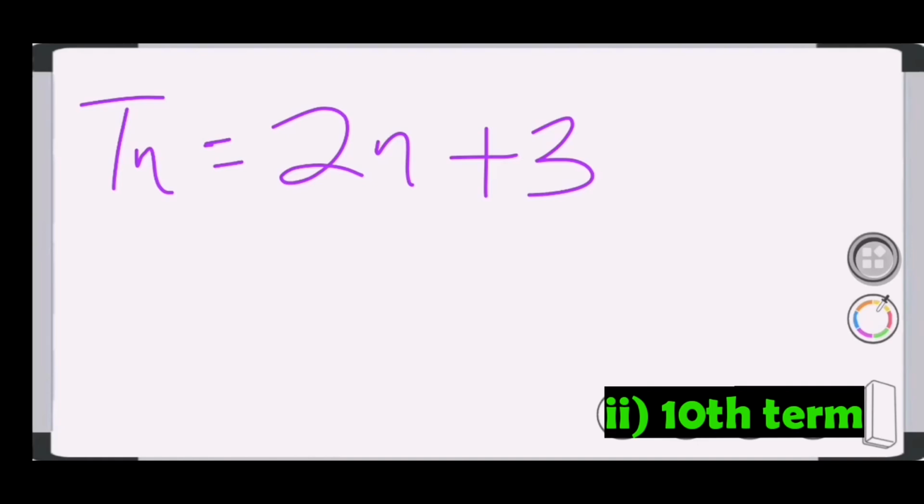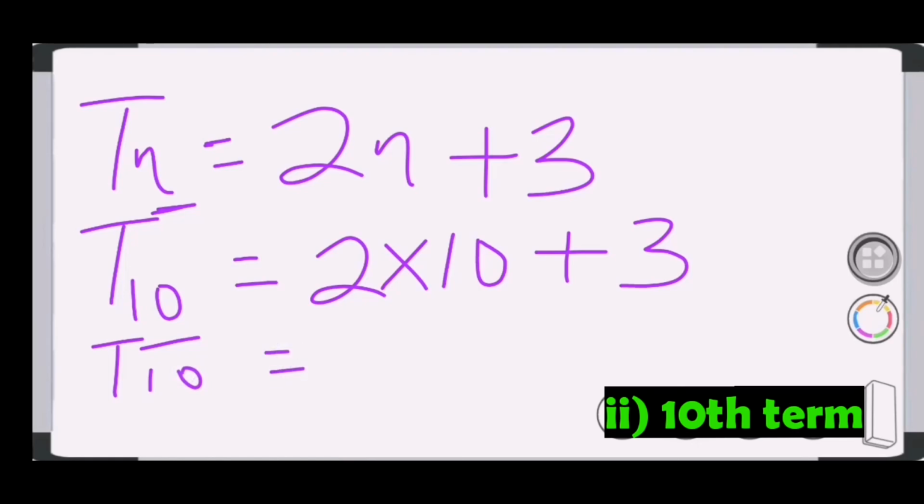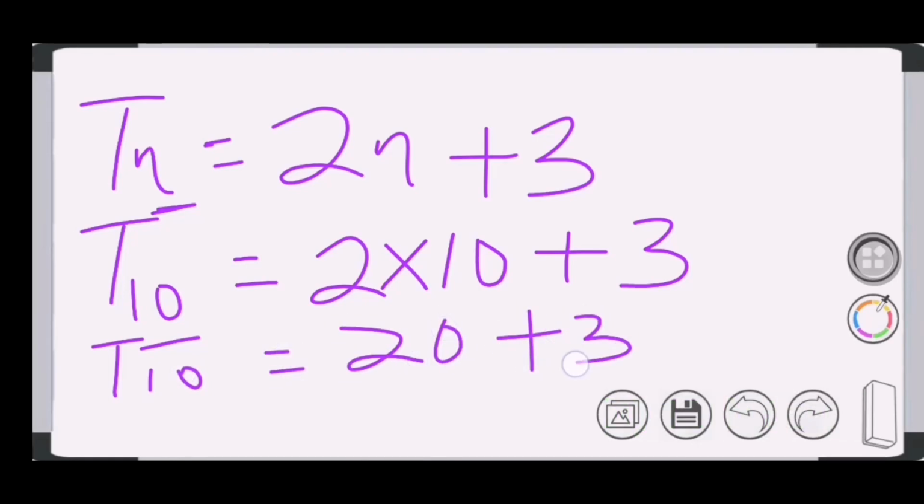Because that is the second part of the question, to find the 10th term. So our T10, 10th term, will be 2 times 10. We are replacing our n with a 10. So wherever there is n, replace it with a 10. Got it? Great. So we have 2 times 10 plus 3. Always you do multiplication before addition. So our T10 is going to be 2 times 10, 20, plus 3. And that will be 23. So the 10th number in the pattern is 23. Got it? Great.